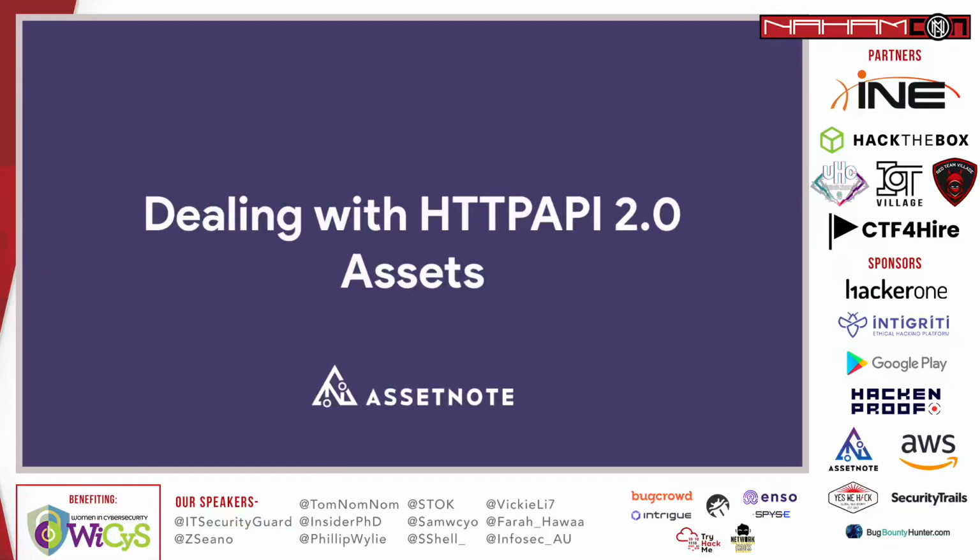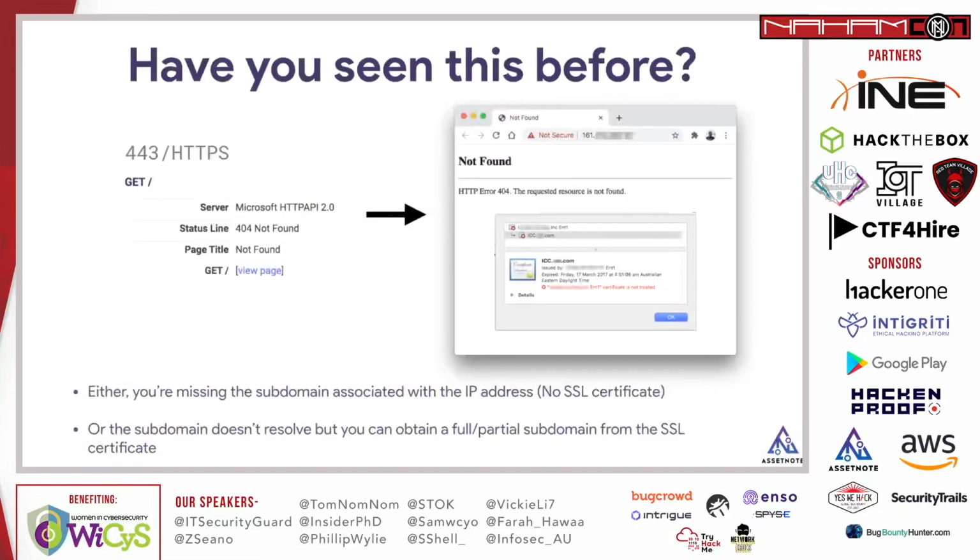So the first thing I want to go through today is how you deal with HTTP API 2.0 assets. When you've been hacking IIS, you might have come across something like this, where you visit an IP address and it returns a not found error, HTTP error 404.